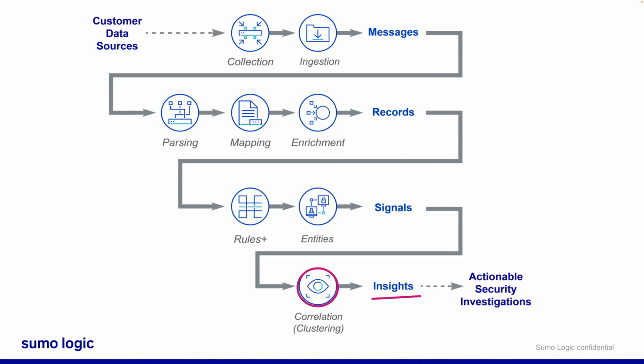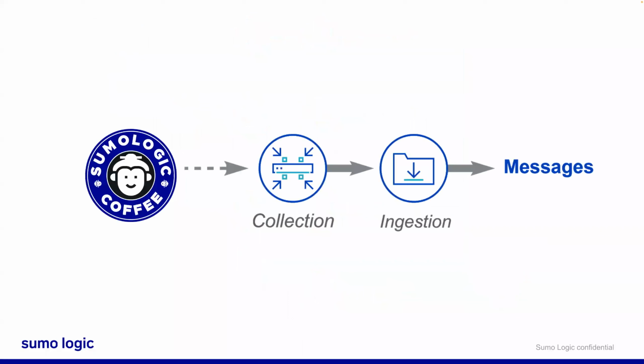Now into our example. As a reminder, for this example we're using Sumo Logic Coffee, but it of course could be any organization that chooses to ingest their data into Sumo Logic. In that regard, Sumo Logic is going to collect and ingest potentially millions of log messages. Those messages will then be forwarded to Cloud SIEM, and that process is going to be set up using the Sumo Logic interface.